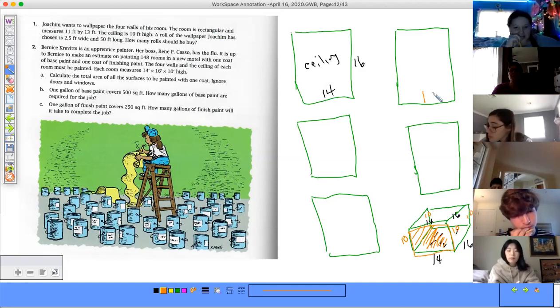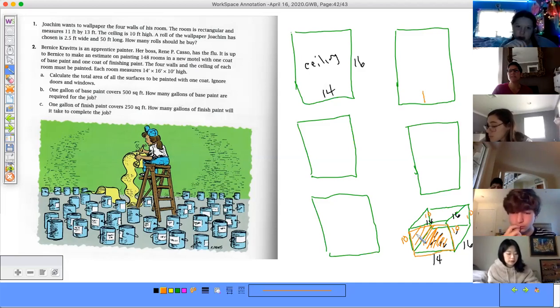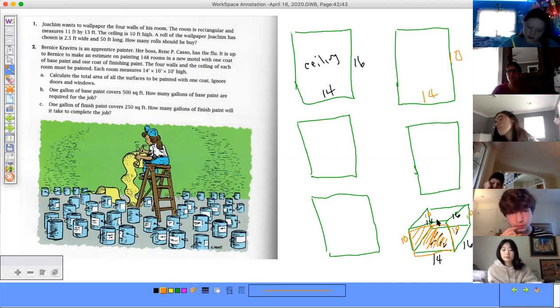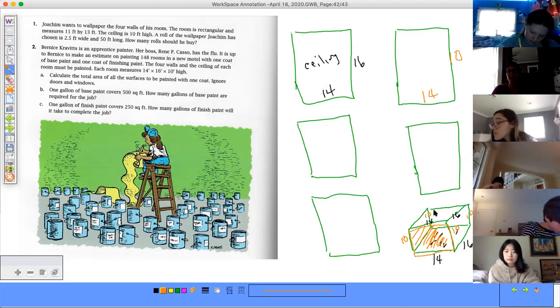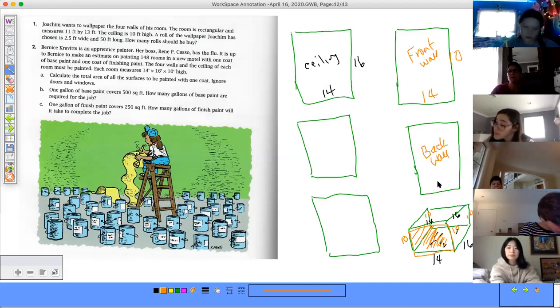So I'm going to ask everybody, what are the dimensions of this wall here? Guys, can anybody give me the dimensions of this wall that I'm circling? 10 by 14. This is 14 by 10. So if the front wall is 14 by 10, then the opposite wall is 14 by 10. If I say the front wall is 14 by 10, then the back wall would also be 14 by 10, would you all agree? Yep. Okay, good.